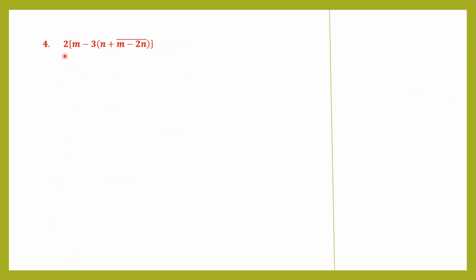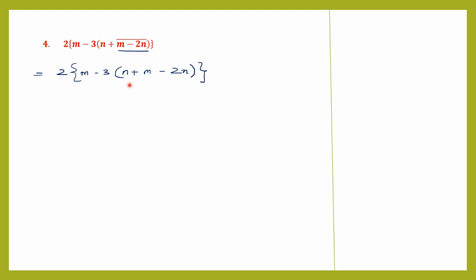So here we have curly brackets, the parenthesis and the bar bracket. So the bar bracket has to be done first. So let's begin. So this is 2 into m minus 3 into n plus. Now what is within the bar brackets here is m minus 2n, which cannot be simplified further. So we write it as it is, m minus 2n. So we can remove that, put back the common bracket and the curly bracket.